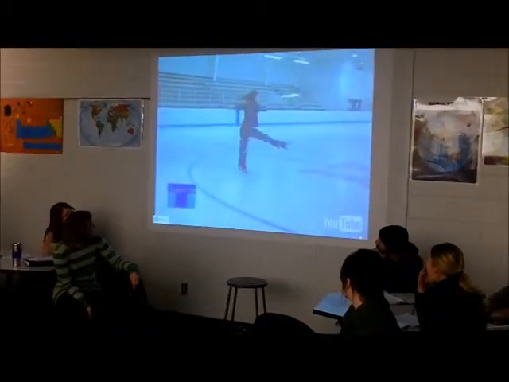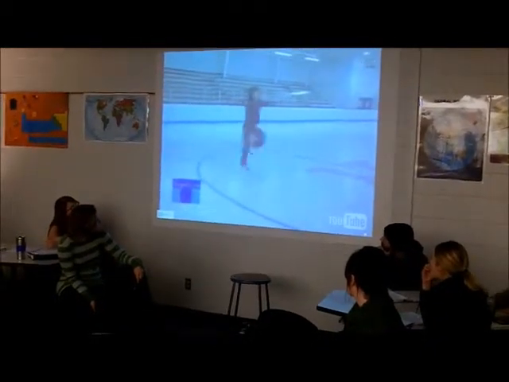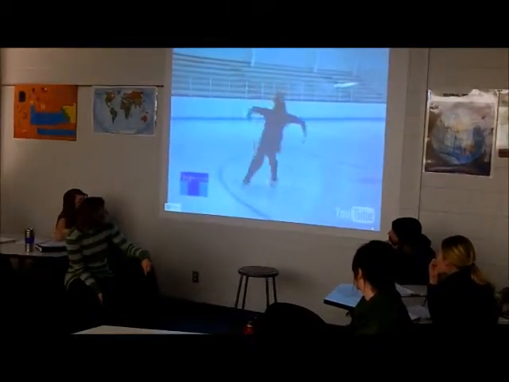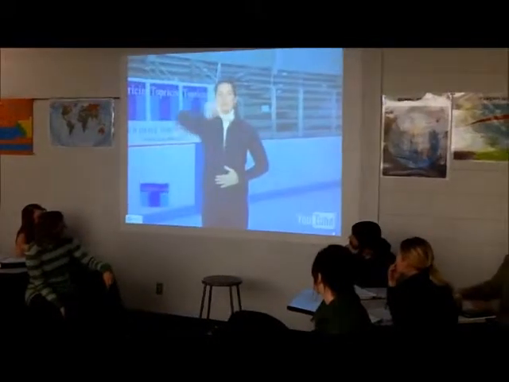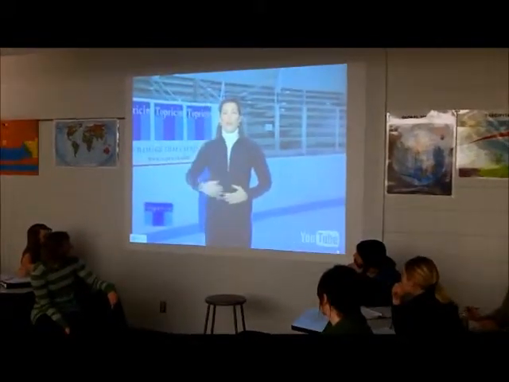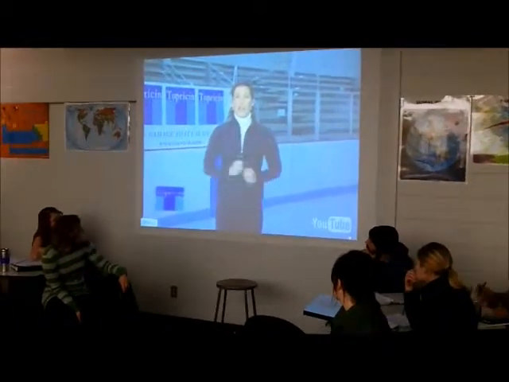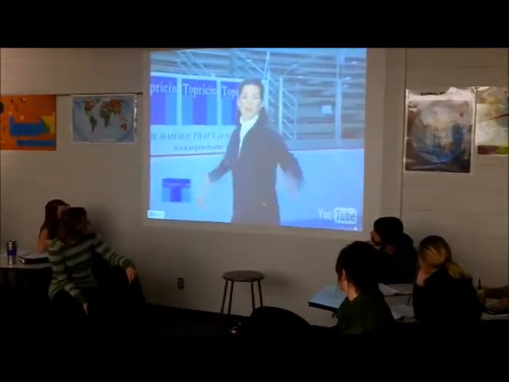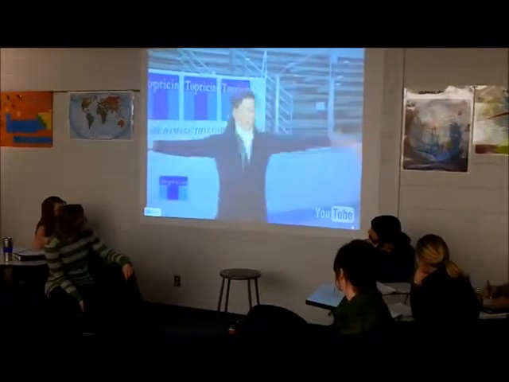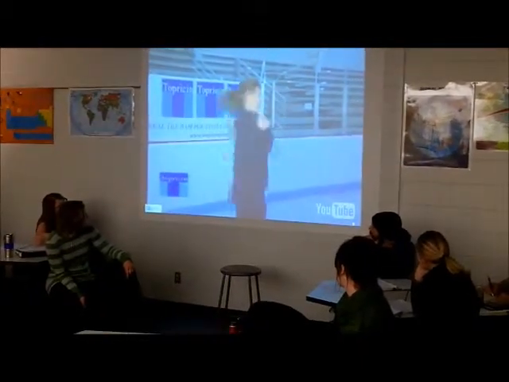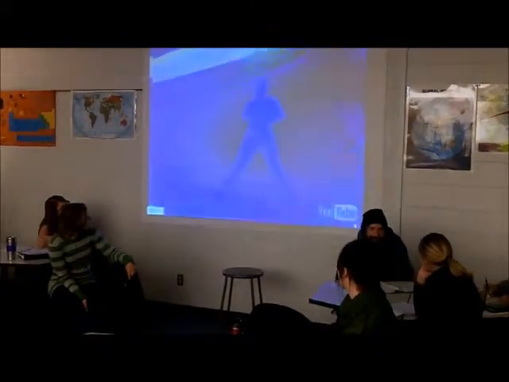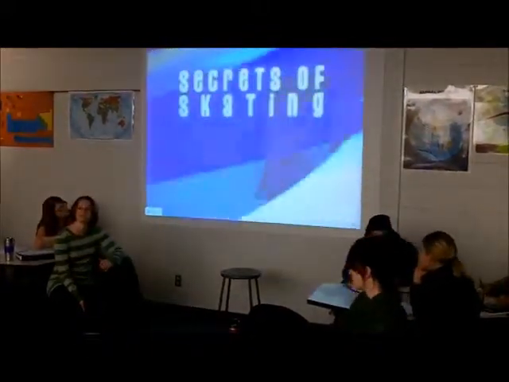To make it fast, you bring your arms closer and in tight, and you can either go way up or down, but when you do that, you need to keep your arms right over your shoulders or right close to your body, and that makes the spin faster. For instance, if you're spinning with your arms wide and your feet wide, the more you pull your arms and your feet in, that's what makes the speed. Secrets of skating.